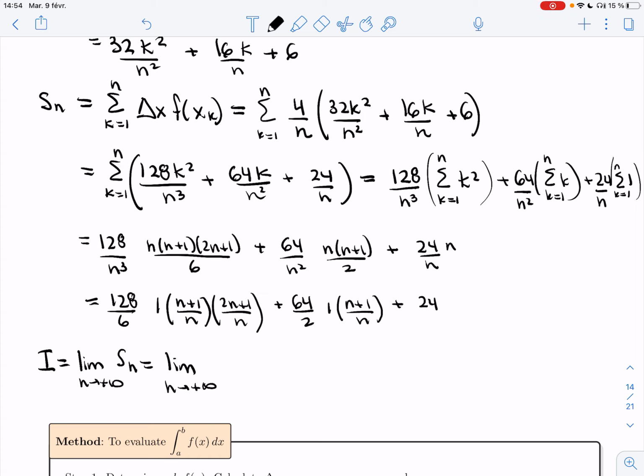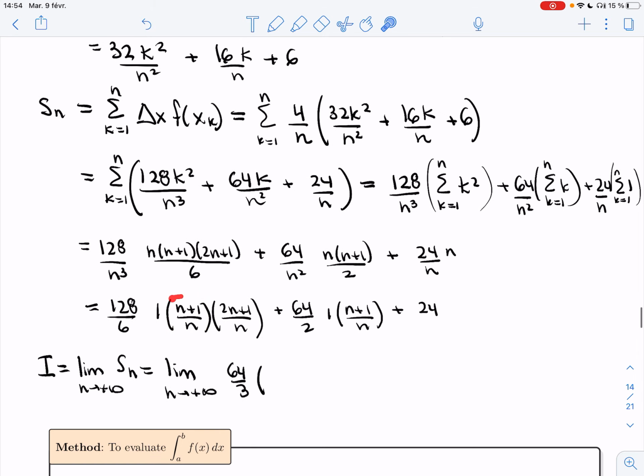So 128 over 6, that's 64 thirds. And then let me write these like we did in the last problem. I'm going to divide this and this, so I'm going to get 1 plus 1 over n. Same thing for the next term. I'm going to take this plus this.